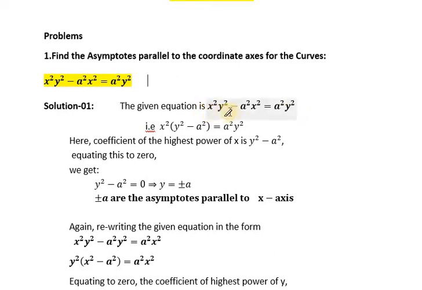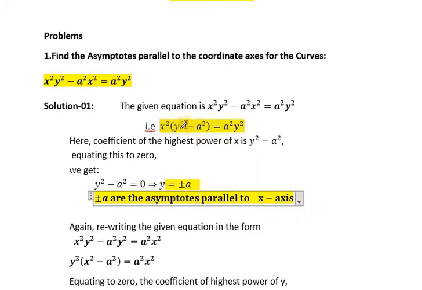x square y square minus a square x square. Remove the common factor x square outside. So we get x square into y square minus a square is equal to a square y square. The coefficient of highest power of x is y square minus a square is equal to 0. This implies that y square is equal to a square and y is equal to plus or minus a. Now y is equal to plus or minus a. We have two asymptotes, plus a and minus a, parallel to x axis.